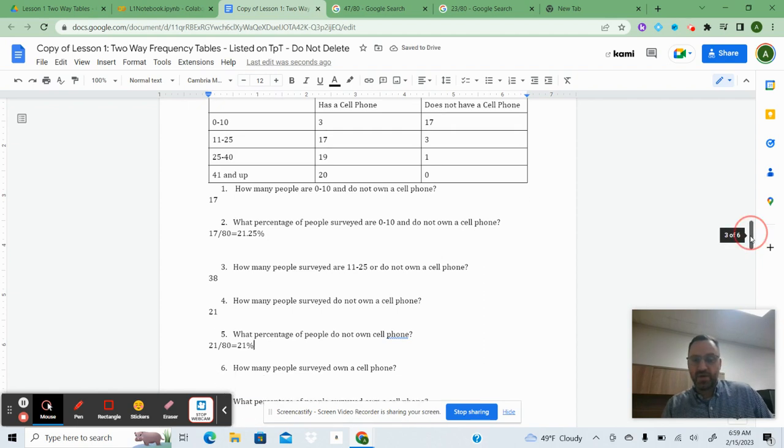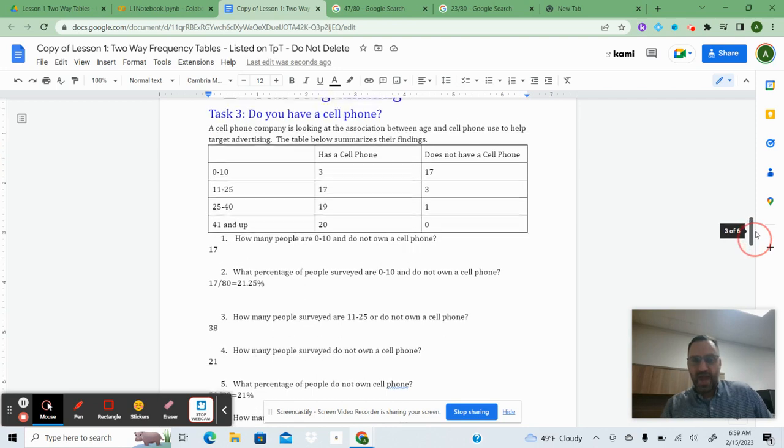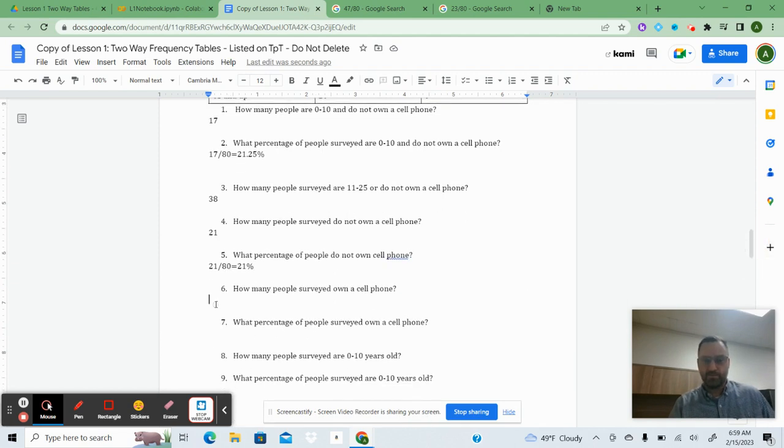How many people surveyed own a cell phone? So what I would do is just add up this column, 3 plus 17 plus 19 plus 20. So here, 3 plus 17 plus 19 plus 20 gives me 59 people. So if I did that as a percent, that's 59 out of 80. And then I can change that to a decimal. So typing in 59 divided by 80, that is 73.75%.